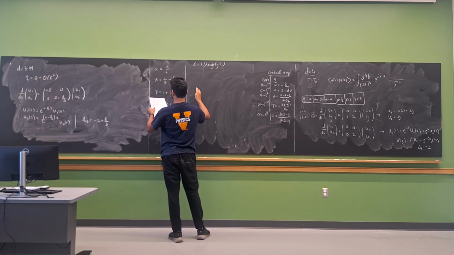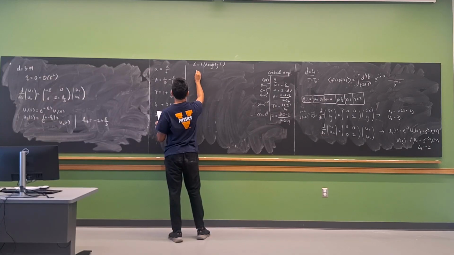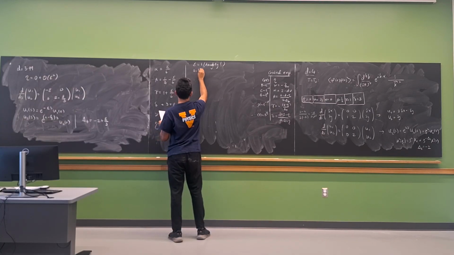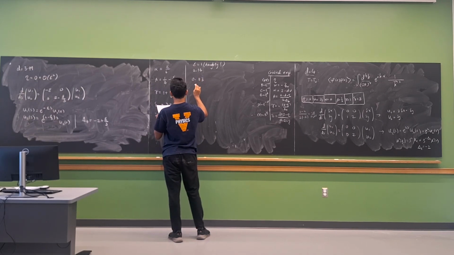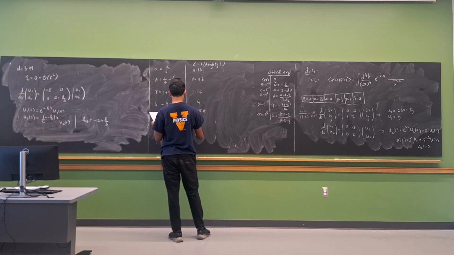And we get the following values. Alpha is 0.16, beta is 0.33, gamma is 1 by 0.16, delta is 4, nu is 0.58, and eta is 0.